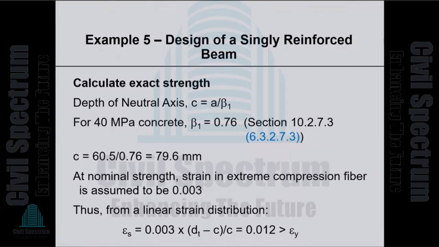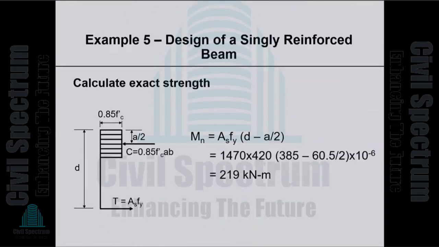Depth of neutral axis is the 60.5 millimeters divided by beta sub 1. Beta sub 1 we have calculated many times for 40 MPa concrete, 0.76. So c, neutral axis depth, is 79.6 millimeters. At nominal strength, strain in extreme compression fiber is 0.003. So that enables us to calculate the strain in the tension reinforcement. That comes out to 0.012. That is way higher than the yield strain. So the tension reinforcement is yielding as we assumed.